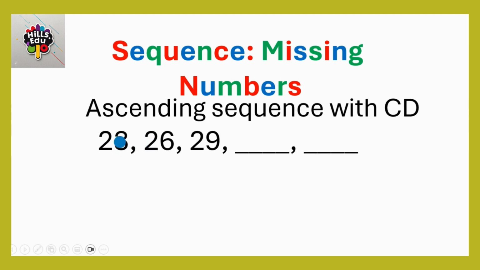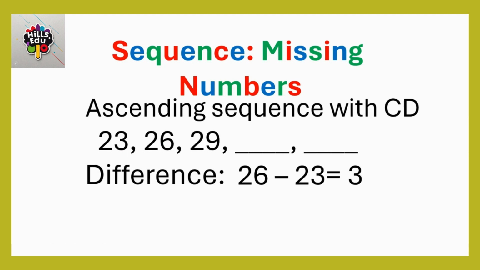These are the first two consecutive numbers, 23 and 26. So you subtract them for you to get your difference. 26 minus 23, and that gives you 3. Let's consider the next two consecutive numbers as well, 26 and 29. Let's subtract 29 minus 26, that gives us 3. So because the difference between 23 and 26 is 3, and the difference between 26 and 29 is 3, we have common difference.